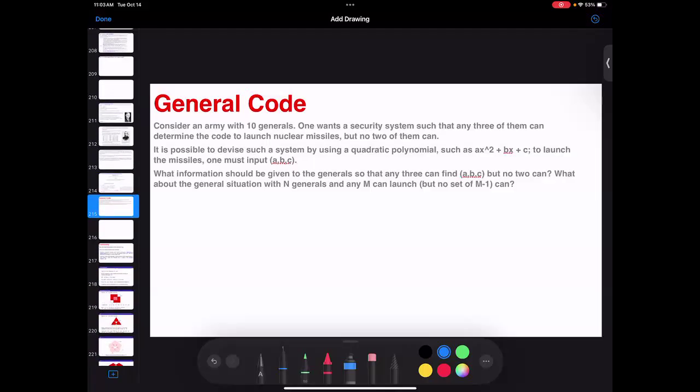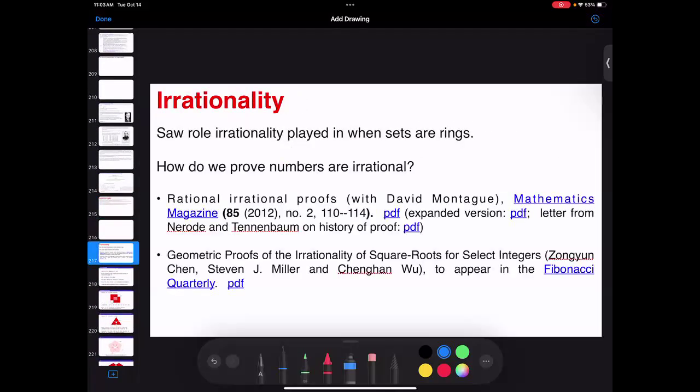And then just as a final aside, a lot of what we were doing when we looked at rings involved irrationality. We saw that if things were quadratic irrational, things were nice. If things were cubic irrational, we had to have more terms. We couldn't just do a plus b alpha. We had to do a plus b alpha plus c alpha squared. And so a natural question is, when can you determine if something is irrational or not? So irrational means it's not a ratio of two integers. So here are two papers I've written with students.